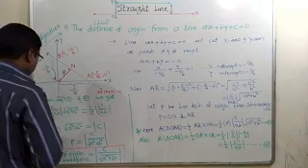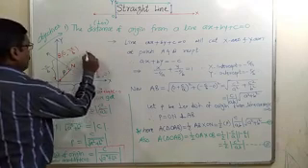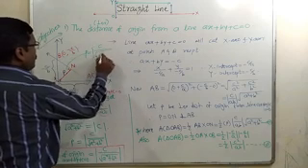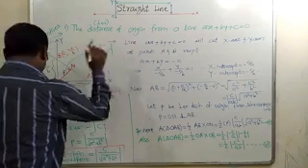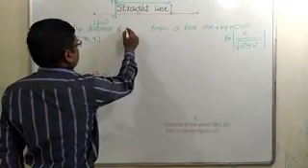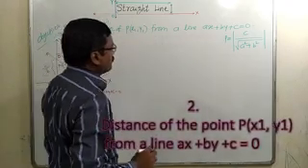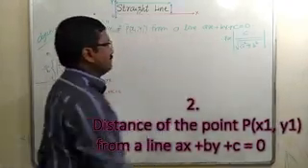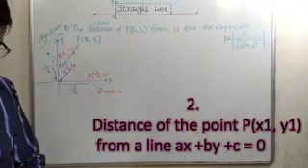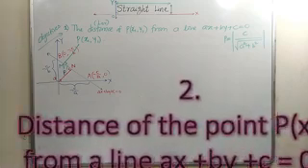So here this p is equal to the perpendicular distance, p is equal to mod of c upon root a square plus b square. Now the distance of point P(x1, y1) from a line ax plus by plus c. Figure is same here. Let us see how to find this distance.